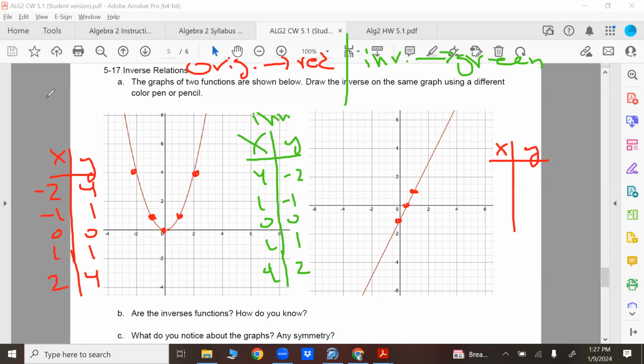And remember, red is original. So guess what? How am I going to draw the inverse? Just plot the points after you reverse the table. So (4, -2) is right here. (1, -1) is right here. (0, 0) is still the same place. (1, 1) right there. And (4, 2) right here.